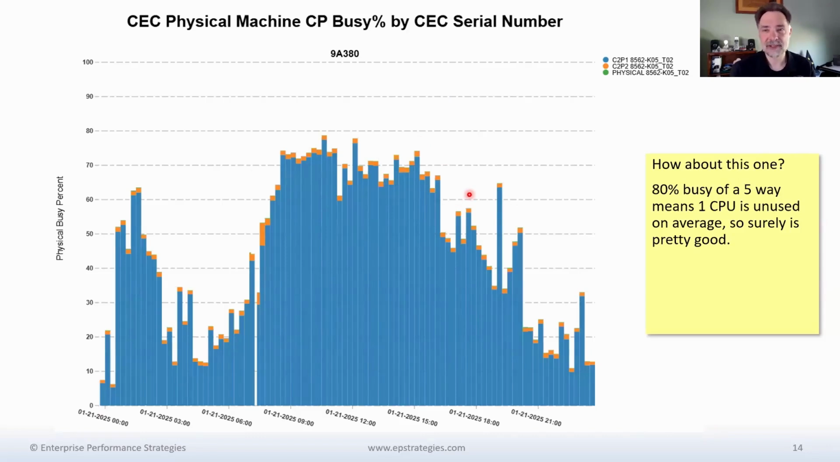Here they don't have quite as much batch. Their batch is more limited. They're peaking during the day, and that peak is less than 80% busy. We know that they're on a 5-way machine, a K05, so they have 5 CPs. If you're 80% busy on a 5-way machine, that means on average 1 CP is not doing anything, right? So this seems pretty good. In this particular case, they have 1 dominant LPAR and one minor LPAR.